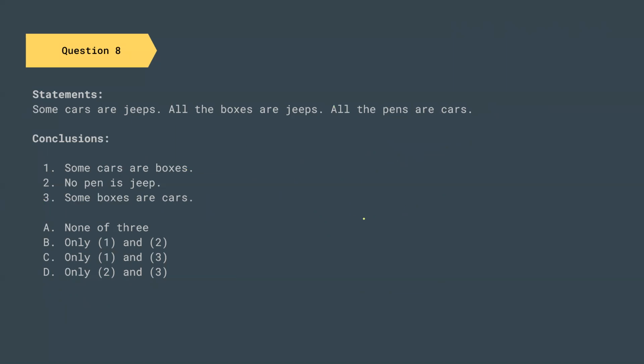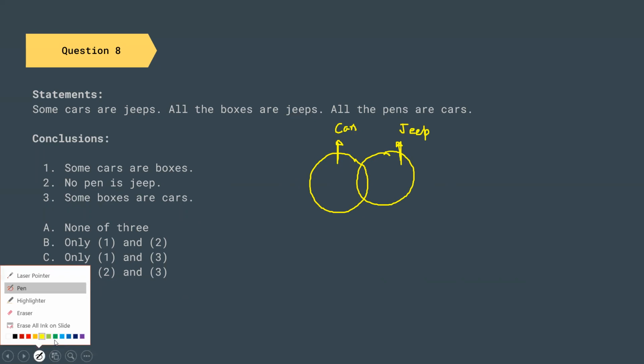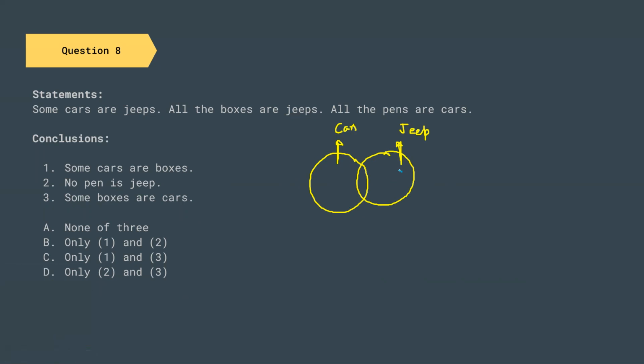Some cars are jeeps. So there are cars and there are jeeps. This circle stands for cars and this circle stands for jeeps. All boxes are jeeps. So there is another smaller circle. Let us mark it blue. So these are the boxes, and all the boxes are jeeps. And all pens are cars. So there is another smaller one. So this will be pens.